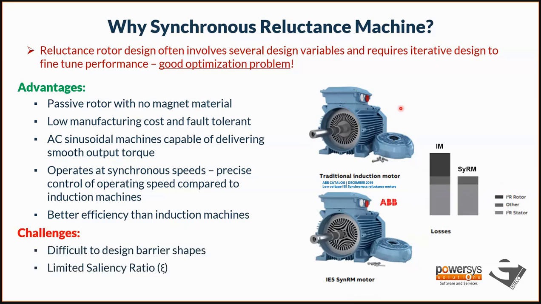But along with that, there are still some challenges in synchronous reluctance machines. The first one is these air gaps that are stamped onto the laminations. It's difficult to design them. There's no one good way to do that. And the saliency ratio is limited, meaning that it cannot go to infinity. There is a certain limitation on how high it can go.